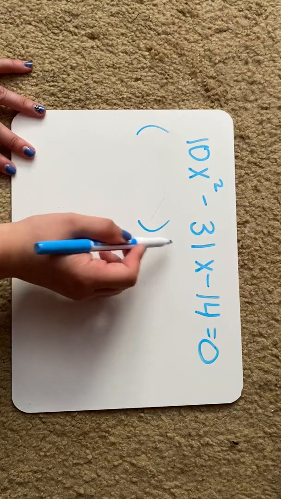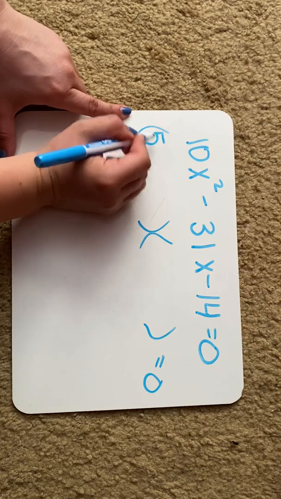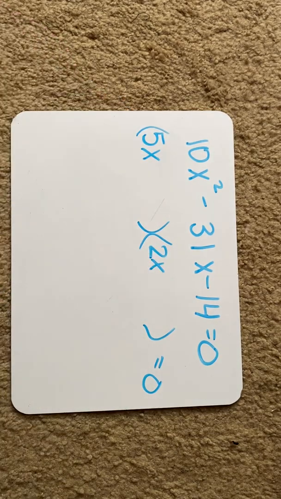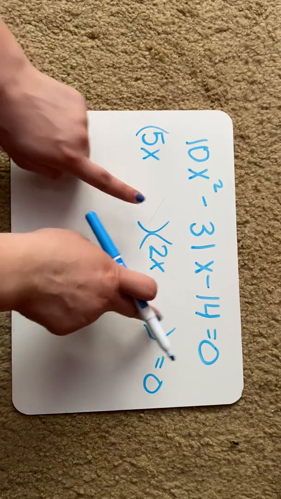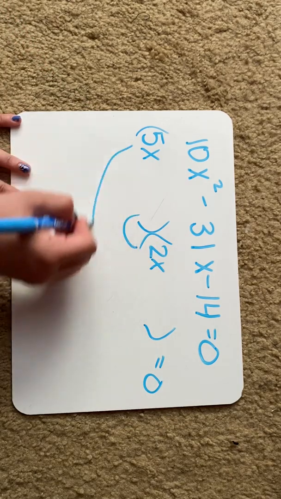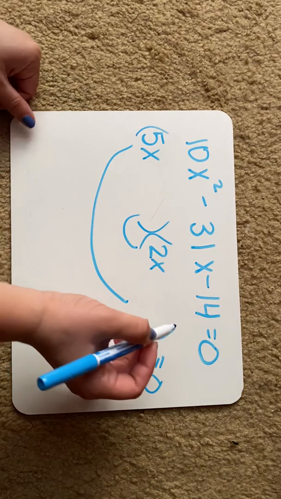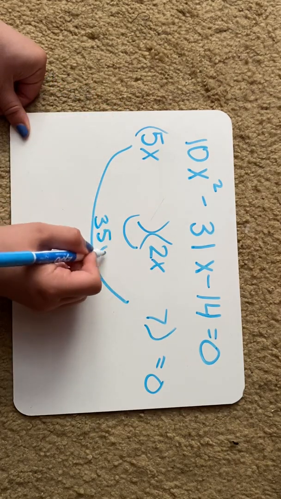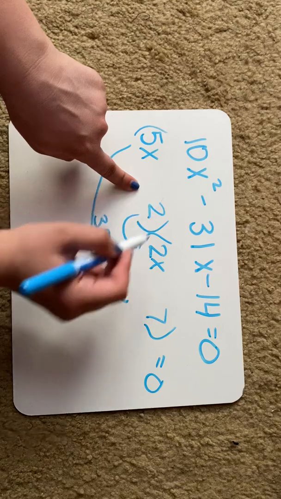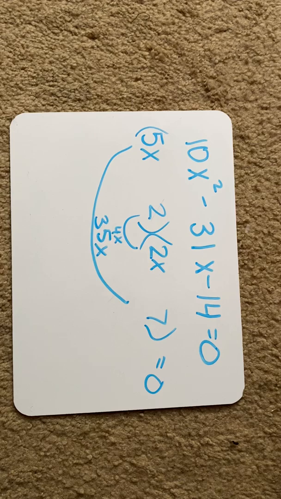I like to try to start with the two numbers here that are closest together. So I'm going to try 5x and 2x. It doesn't always work, but then we can always try something new. So 5x times 2x gives us our 10x squared. This number times this one has to equal 14. Then these two products have to subtract to 31. So if we multiply 5 times 7, that gives us 35x. To get this to 14, we need a 2 here, so that gives us 4x. And 35x minus 4x does give us 31x.